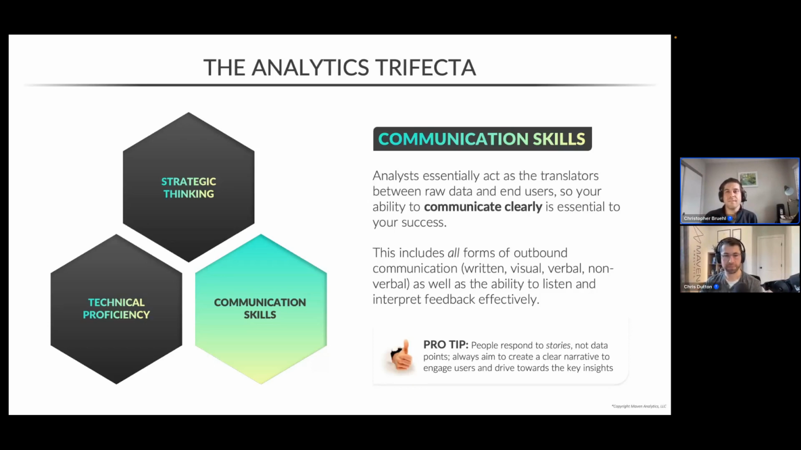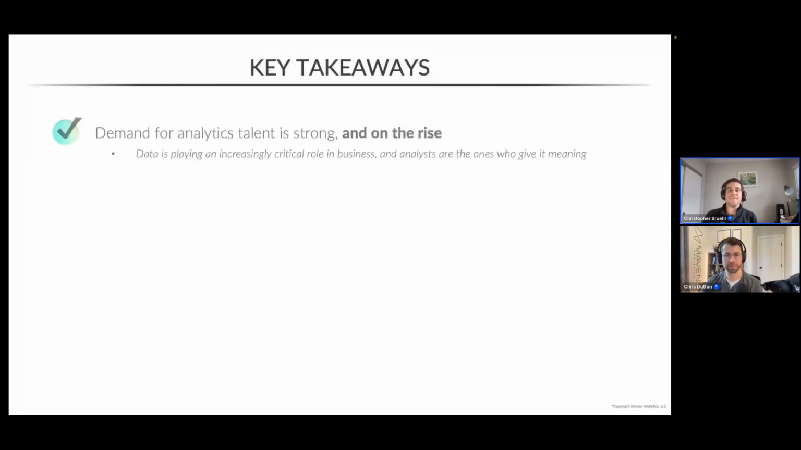in this field. And so some key takeaways here. I know that was a lot. And hopefully this is just getting you to think about the factors that you should be considering as you choose your path through the data landscape. But the key takeaway here, first of all, is that demand for analytics talent is strong and on the rise. So data is playing an increasingly critical role in business, and analysts are the ones who give it meaning.